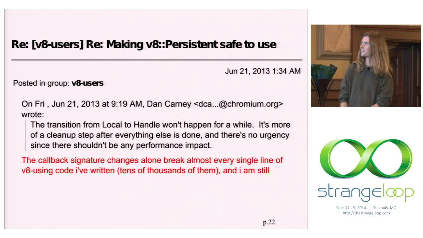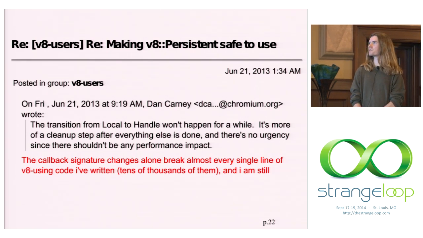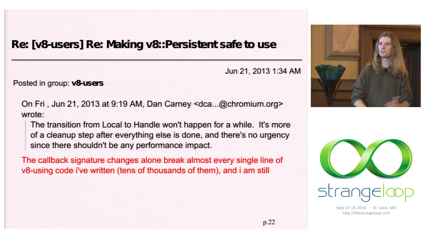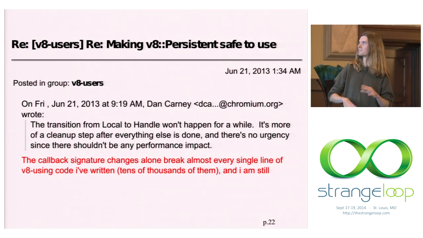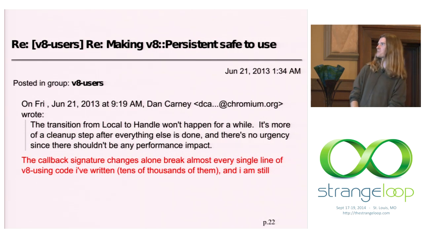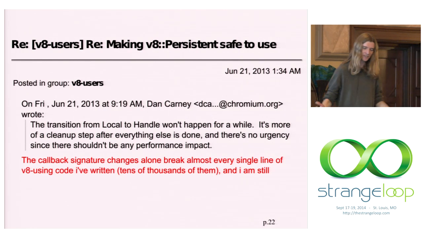Here's another thing. We said interfaces should not be change-prone. This is an email from the V8 project. One of the V8 developers says, we just changed this API that you're all using, but don't worry about it. It's just a cleanup step, and it's not urgent. It'll be okay. And this poor developer says, these changes break almost every single line of V8-using code I've written. And he goes on to rant about how he's going to quit using V8, and who can blame him?